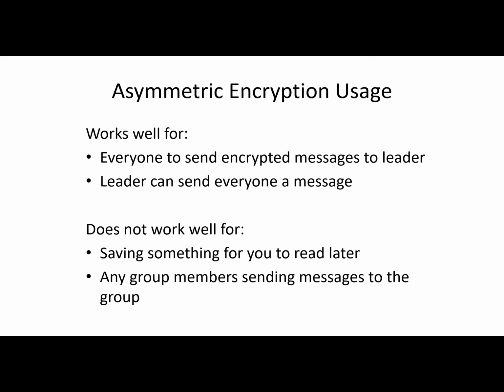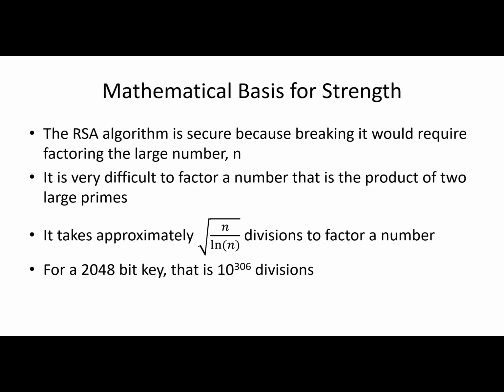Okay, this is kind of sloppy if you're going to save something for yourself, because you have to remember not only the key you're going to use to encrypt it, you have to have a separate key to decrypt it. It's easier to have one key: encrypt it with that key, and decrypt it with that key. Bingo. What else do we have? And again, if you're sending messages to the group, anybody can encrypt messages and send them to the group.